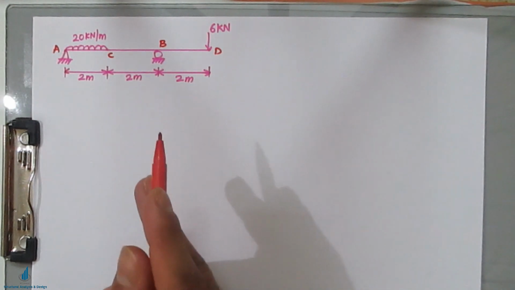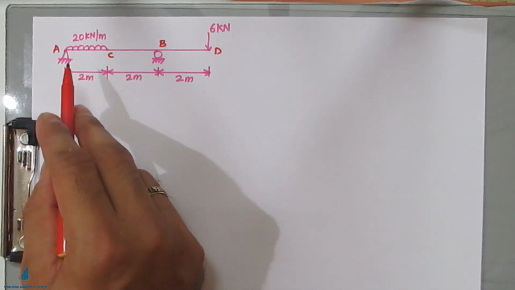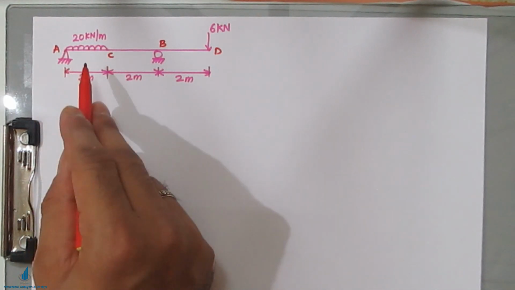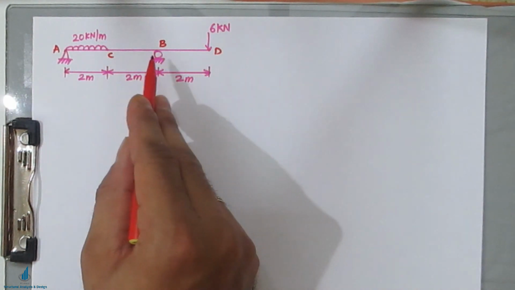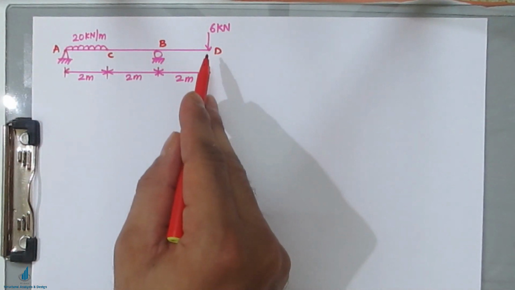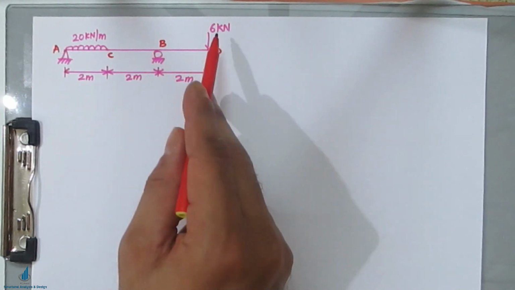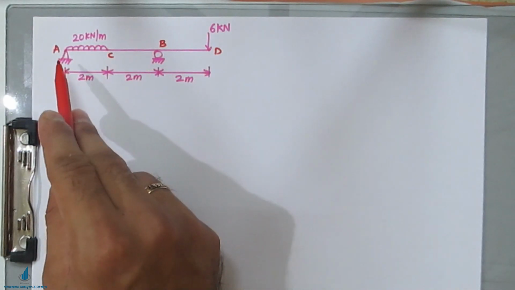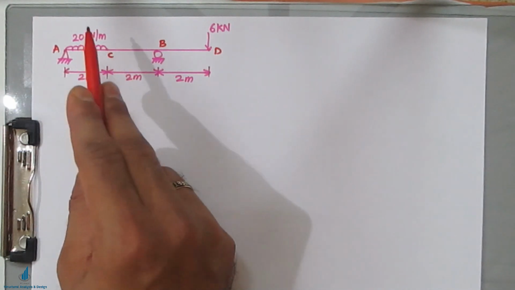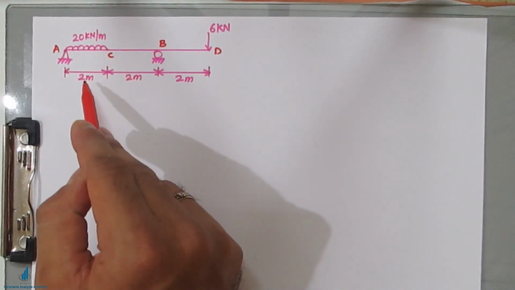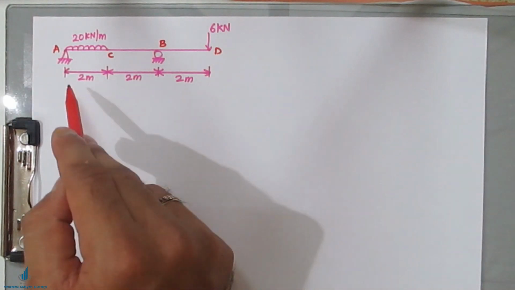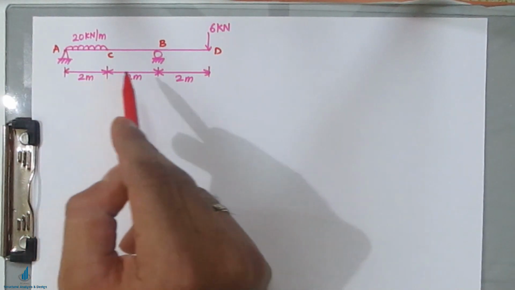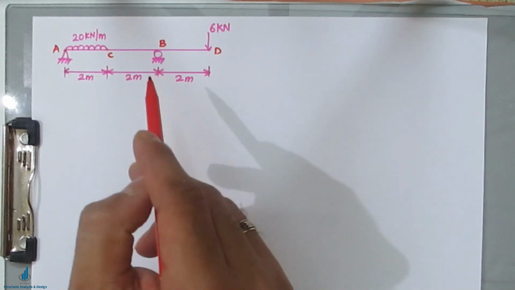So this is the beam given to us, which has three spans. AC is one span, CB is one span, and BD is the last span, the overhang portion. This overhang portion carries 6 kilonewton, and the first span AC has a 20 kilonewton per meter UDL acting over a 2 meter span. The total span of the beam is 6 meters and it is divided into 2 meter spans.